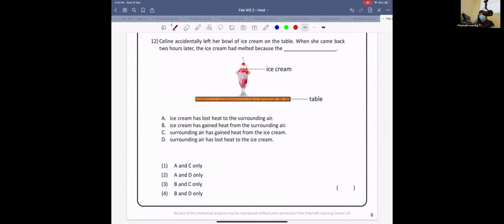Celine accidentally left a bowl of ice cream on the table. Like I said, label the temperature. The ice cream, I will label as 0 degrees Celsius. Usually for ice, you will say 0. It may be lower than 0, but as an example, you don't need to be that accurate. The surrounding air is, let's say, 25. The table and the cup are also 25. Everything is 25 at first because it's all kept in the room. When everything is kept in the room, anything hotter than the room would have lost heat to the surrounding air and cooled down to room temperature. Anything colder than the room would have gained heat from the surrounding air and become the same temperature as the room.